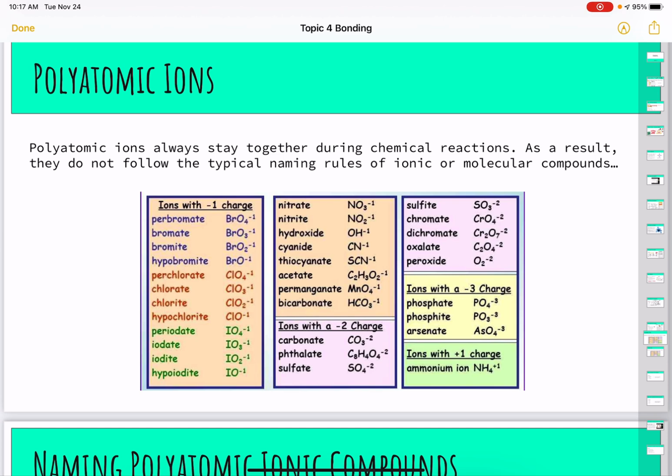So this is what they were talking about, polyatomic ions. Polyatomic ions always stay together during chemical reactions. As a result, they do not follow the typical naming rules of ionic or molecular compounds. So polyatomic ions, they're literally the same as any other ion.